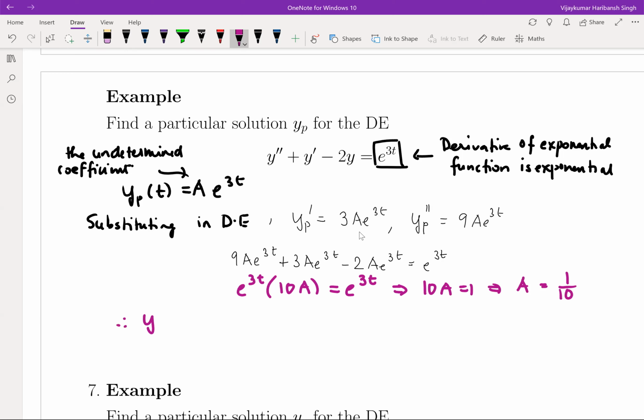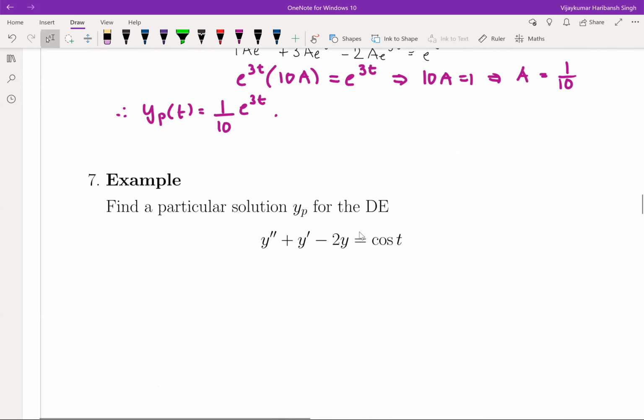So what is yp? yp(t) is a, which is 1 by 10, e to the power 3t. Now, one may argue, is it really an ad hoc method? And the answer is no. Based on your g(t), or this part, we will decide how our yp should look, of course with coefficients which are undetermined, and then we'll determine them.